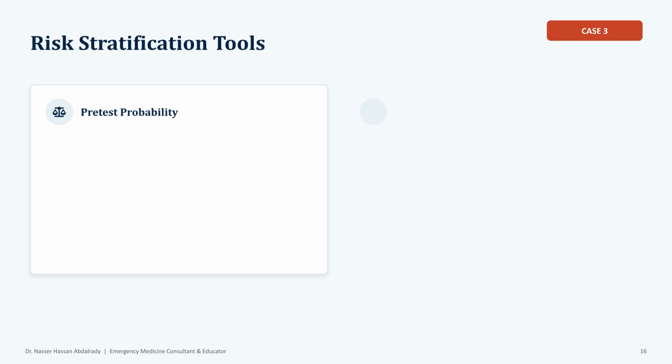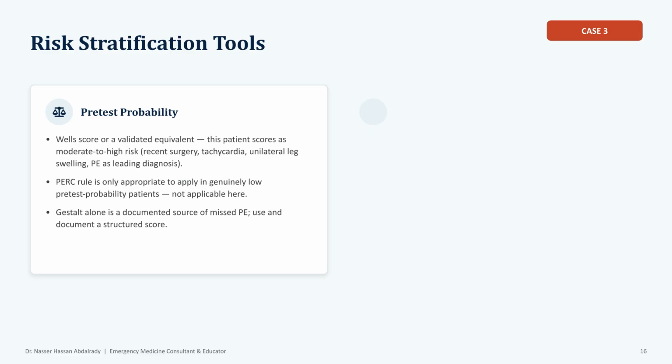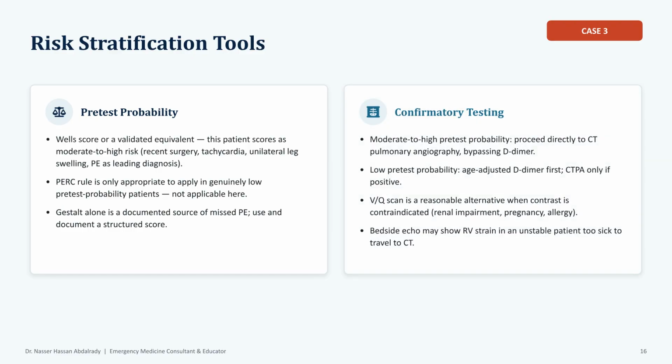For risk stratification, we use a validated tool like the Wells score. This patient is moderate to high risk, so we proceed directly to CT pulmonary angiography, bypassing D-dimer. If she were low risk, we would use an age-adjusted D-dimer. If contrast was contraindicated, a VQ scan would be a reasonable alternative.